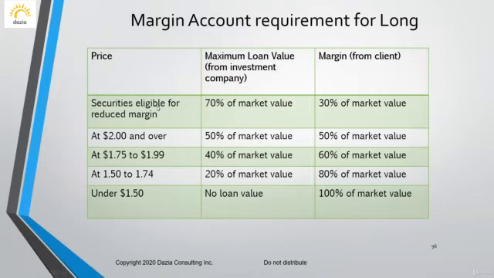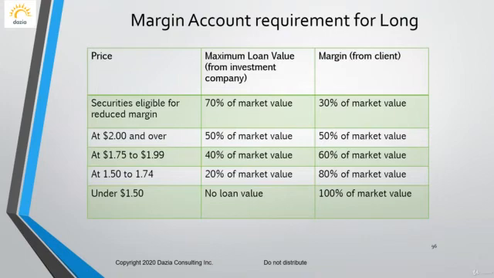So here, this is securities eligible for reduced margin. Some companies, their price is more than $2 and they are well-established companies. For example, the banks, the gas companies, the telecommunication companies, the food companies, all those established companies, retailers, they will be eligible for reduced margin.